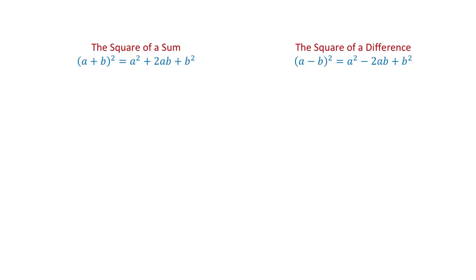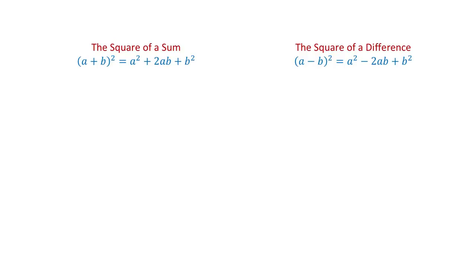When raising binomials to the second power, a faster way to complete this operation is by using the following formulas. The first one is the square of a sum: (a + b)² = a² + 2ab + b². And the second one, the square of a difference, is (a − b)² = a² − 2ab + b². Before applying these formulas, let's see how they work.